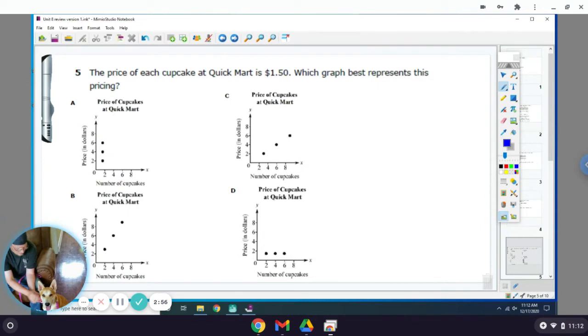All right, the price of each cupcake at Quick Mart is $1.50. Which graph represents the pricing? So if you buy 1 cupcake, it's $1.50. If you buy 2 cupcakes, it should be $3. If you buy 3, it should be $4.50, and so on. So this one is not right because your number of cupcakes isn't going up. Here, they said if you buy 3, it costs you $2. No, that's not right. Here, it should be going up as well. So this is the only one that shows at 2, it's 3, at 4, it's 6, and so on. So it's going up by 1.50s.